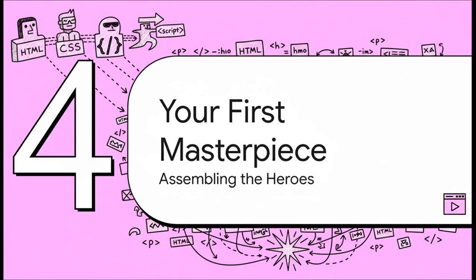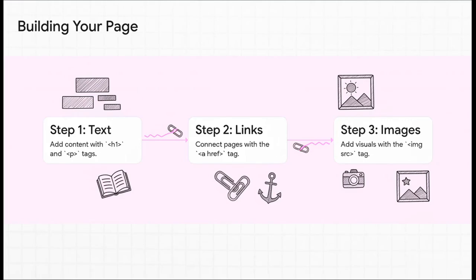All right, this is it. You've learned the powers of text, links, and images. You've met all 3 heroes. Now, let's bring them all together and assemble your very first masterpiece. So, let's run through the plan. First, we lay down our foundation with text, using our heading and paragraph tags. Then, we build a bridge to another page with an anchor tag. And finally, we give it that visual pop with an image tag.